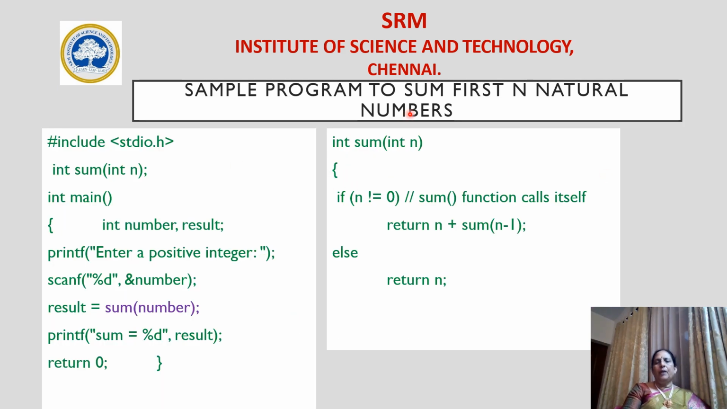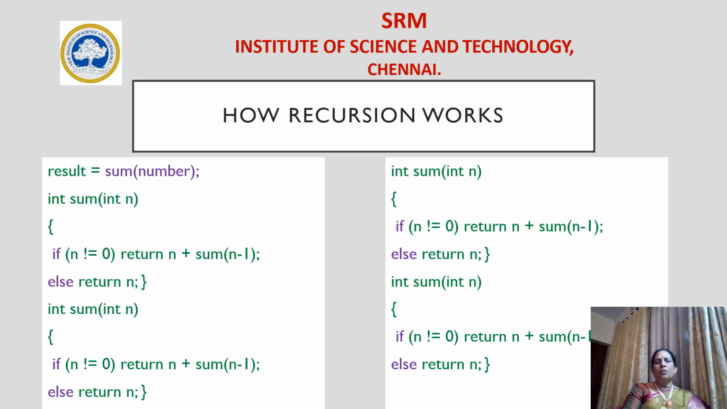Now we have a sample program to sum the first n natural numbers. We read the number and then invoke the sum function. So what is the body of the sum function? If n is not equal to 0, then it will return n plus sum of n minus 1. Otherwise, it is going to return n, which means if n is 0, it would return 0. With that said, let us look at how this works.